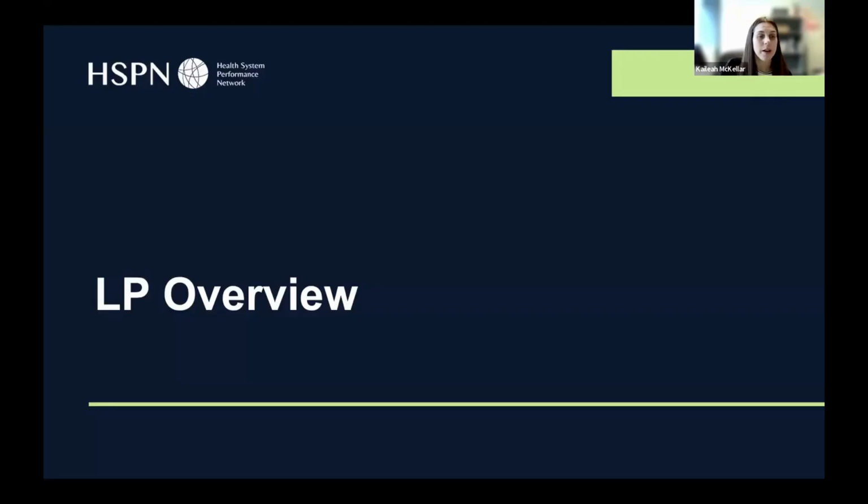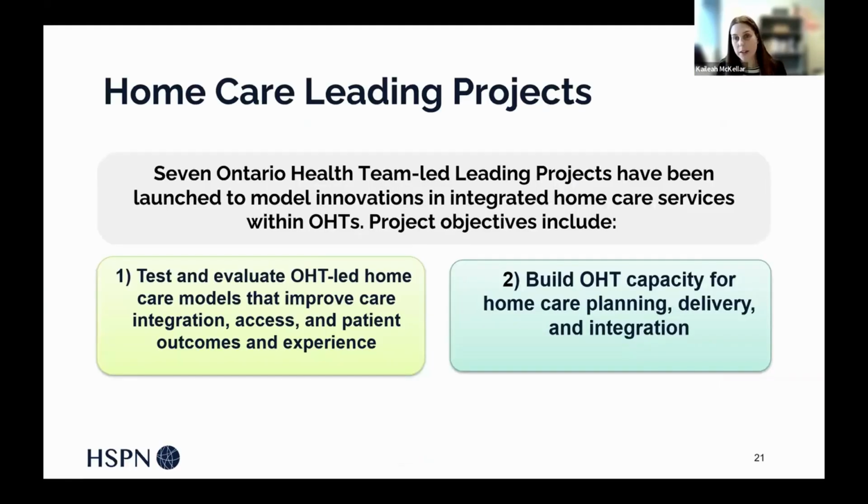I'll just provide a little bit of background on the leading projects. So what are they? Seven Ontario health teams are leading the leading projects, and they've been launched to model innovations in integrated home care services within OHTs. And there are two overarching objectives. One is to test and evaluate OHT-led home care models that improve care integration, access, patient outcomes and experience, and also to build OHT capacity for home care planning, delivery, and integration. So two high-level goals there.